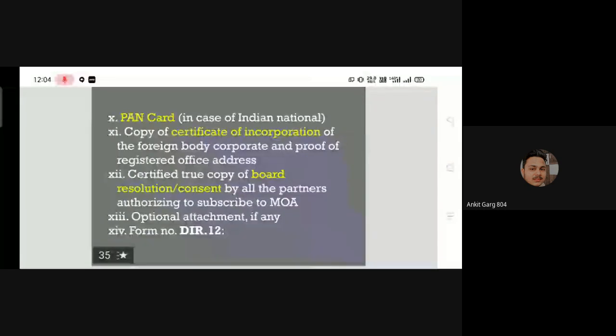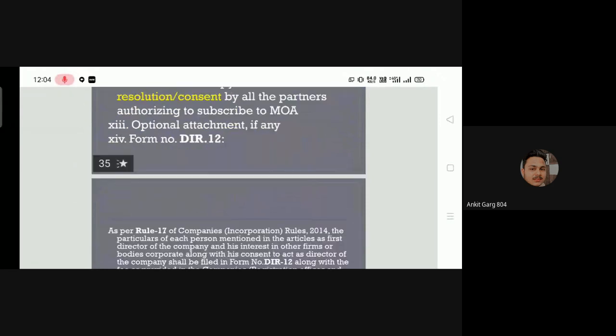And the next requirement is the PAN card in the case of an Indian national, a copy of the certificate of incorporation of a foreign body corporate, and proof of registered office address. Certified true copy of the board resolution, consent by all the partners authorizing to subscribe to the memorandum of association. Optional attachment, if any: form number DIR 12.